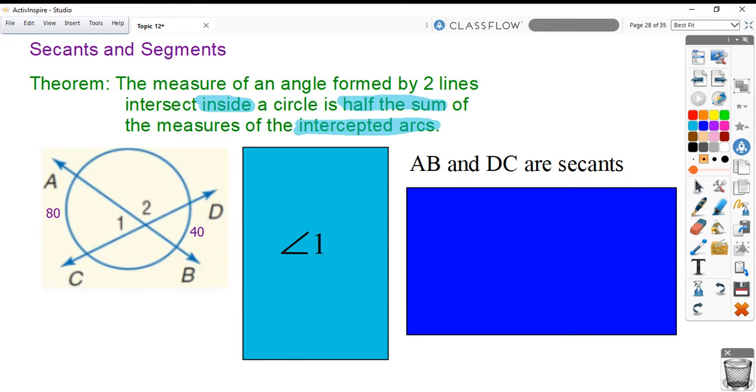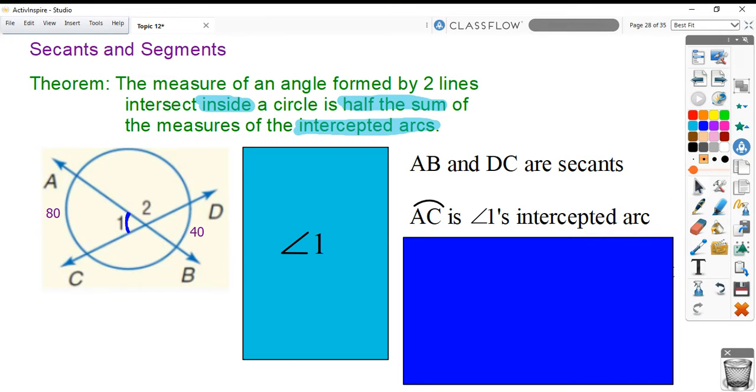We've got angle one, which is the one that we're going to find here in just a second. We're going to talk about angle two also. What that diagram also shows us is angle one's intercepted arc. Angle one has an arc affiliated with it. This arc right here, arc AC, matches up and is intercepted by angle one.